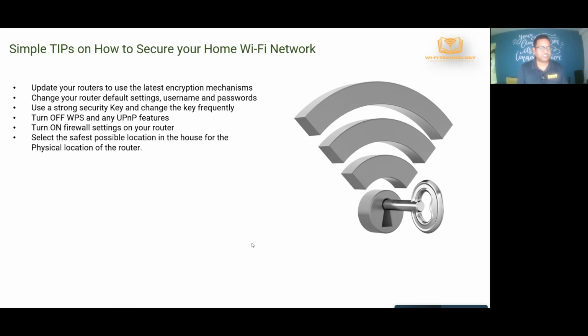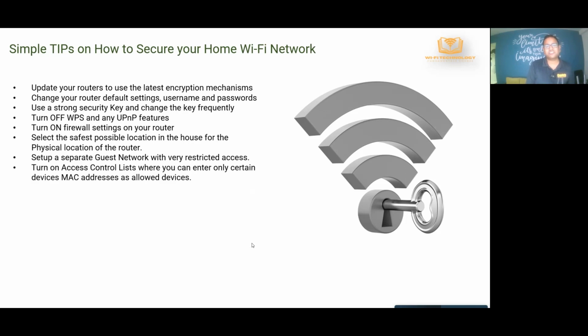Select the safest possible location for the router in your house, so that physical attacks, tampering of a physical device, is not going to happen. And then set up a separate guest network for your guests, so that they have restricted access and they're not tampering with your private network. And then turn on access control lists and MAC address filtering. So for example, let's say there are 10 devices in your house and you know the MAC address of each of these devices. You can create an access control list, and you can tell the router only admit traffic from these 10 MAC addresses and don't admit anything else.